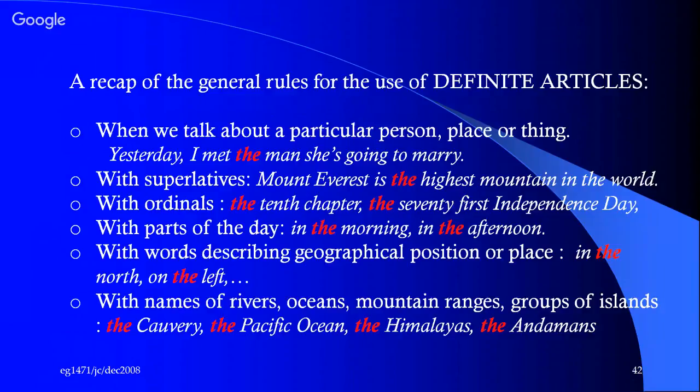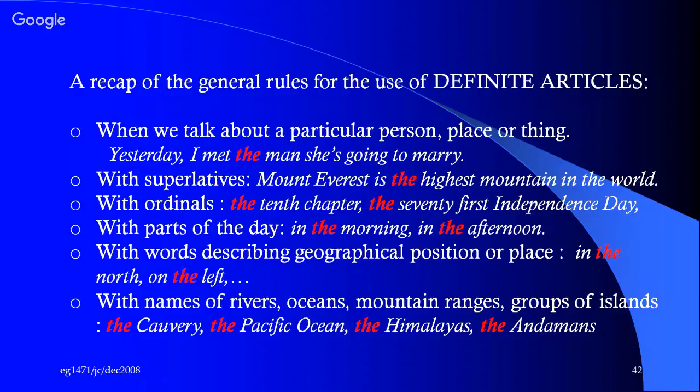A recap of the general rules, the use of definite articles. When we talk about a particular place, person or thing. Yesterday, I met the man she's going to marry. So the man, a particular person. With superlatives, Mount Everest is the highest mountain in the world. With ordinals, ordinal numbers show order. First, second, third, fourth, and the order.